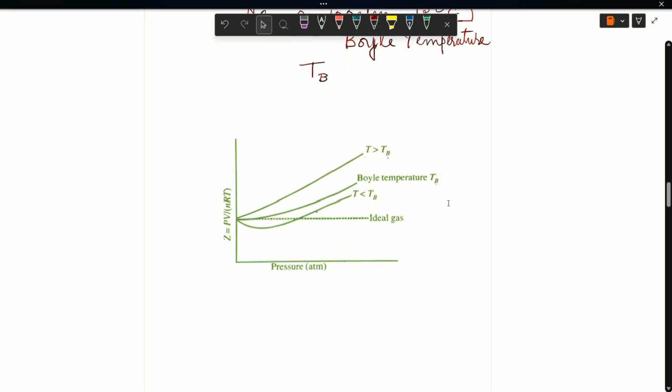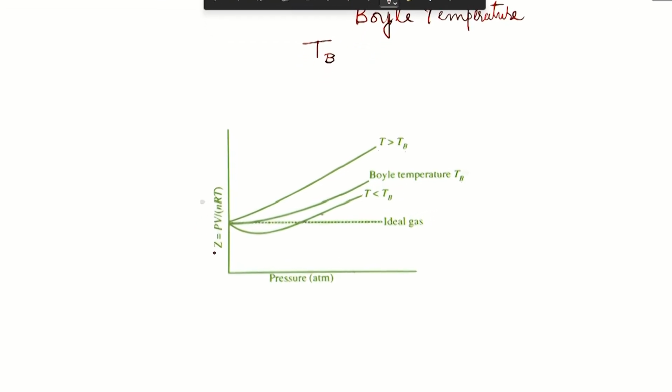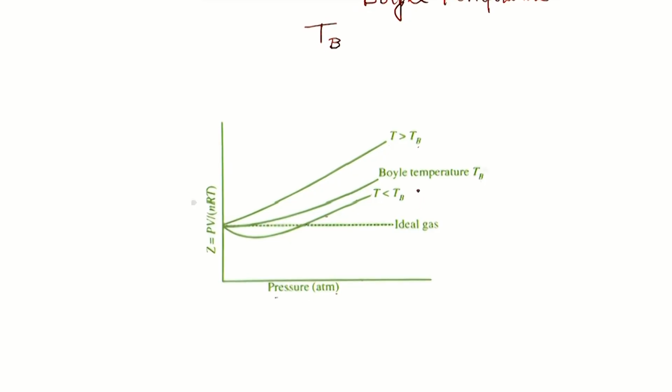For every gas, there is a particular temperature for which that gas can obey Boyle's law, Charles' law and Avogadro's law, everything, for a certain pressure range, and that temperature for any gas we call the Boyle temperature. Now, let us see the difference between the Boyle temperature and the other temperatures for the compressibility factor. Here is the compressibility factor Z plotted against pressure, and the dotted line represents the ideal behavior, where the value of Z is equal to 1.